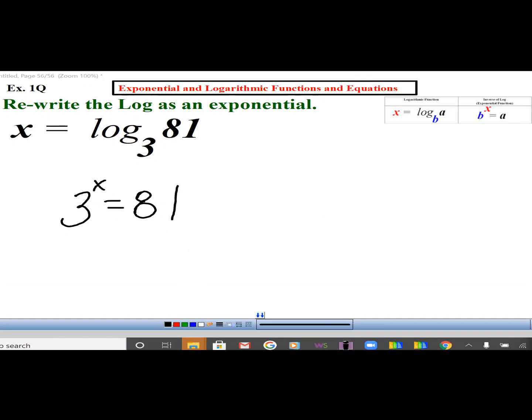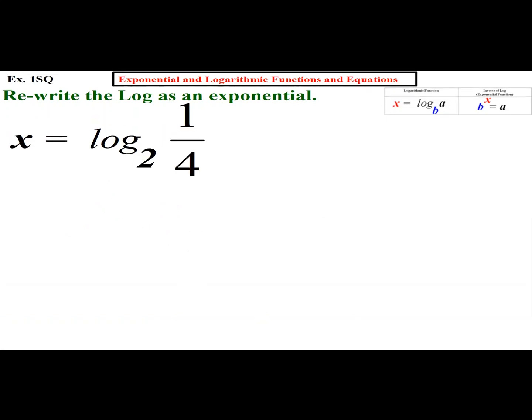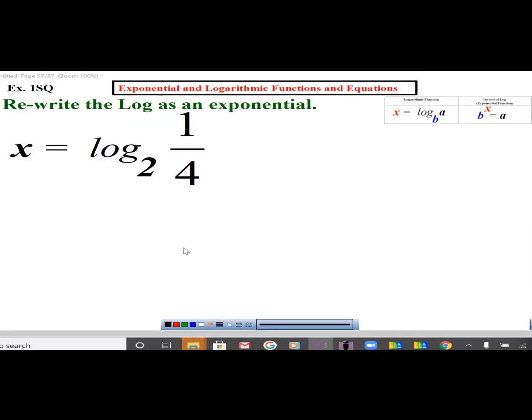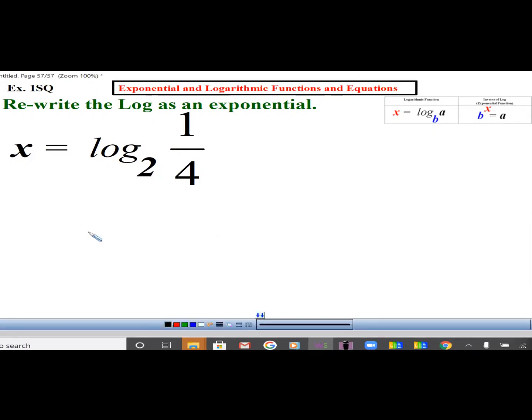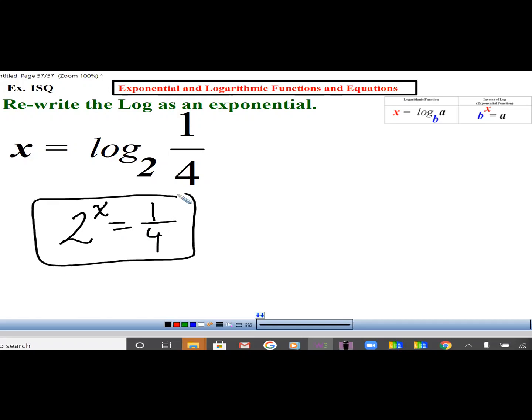Let's do another one. Copy this one. Example 1 super q, and it reads x equals log subscript 2 of 1/4. Give us the exponential function, please, Viv. 2 to the x equals 1/4. Yes. All right, so far, so good.